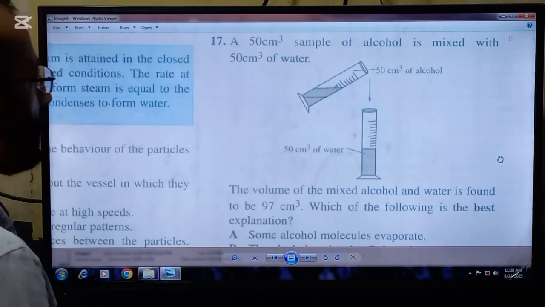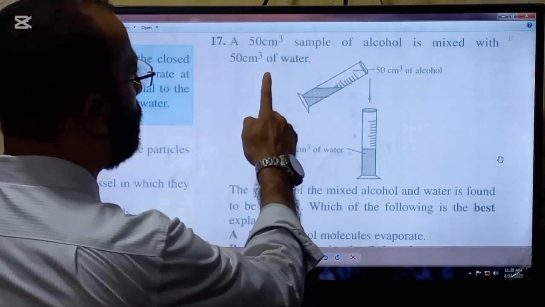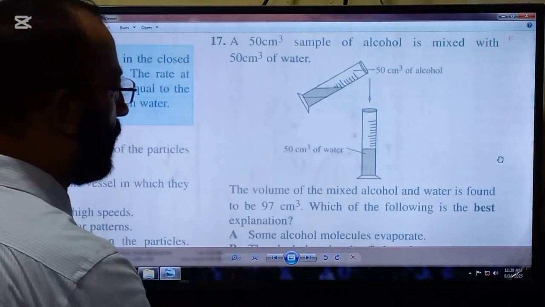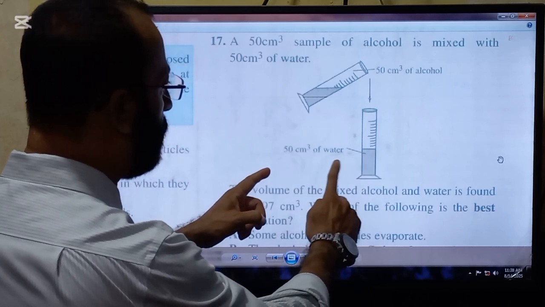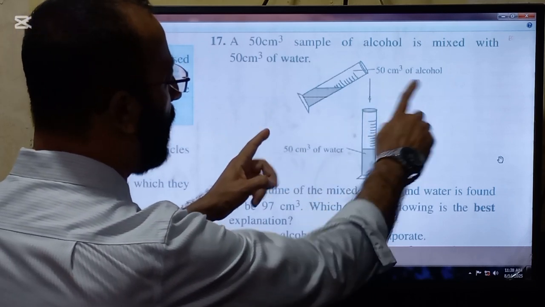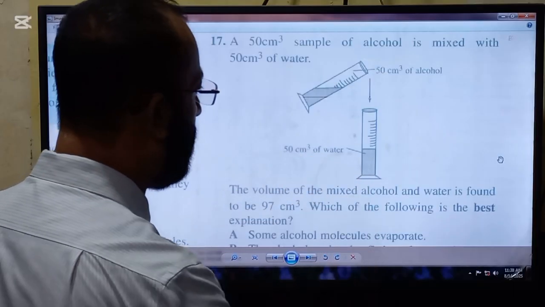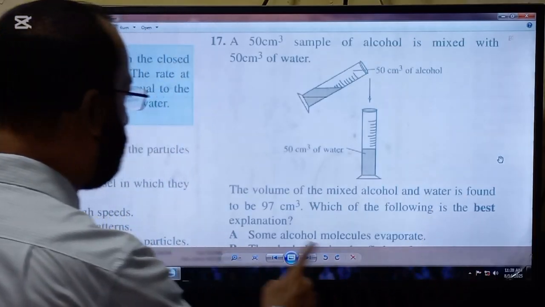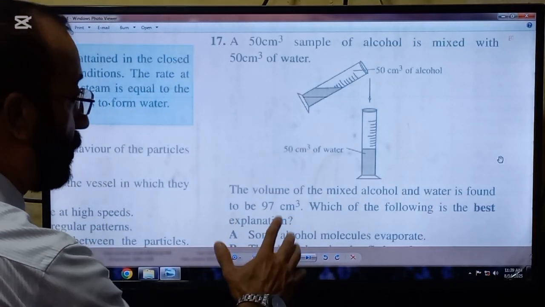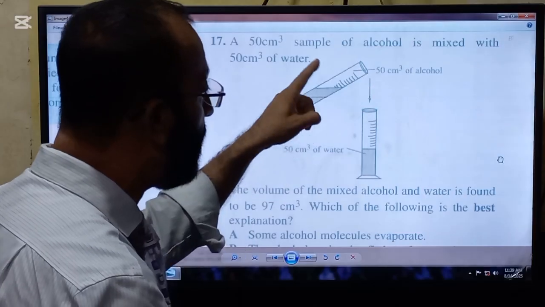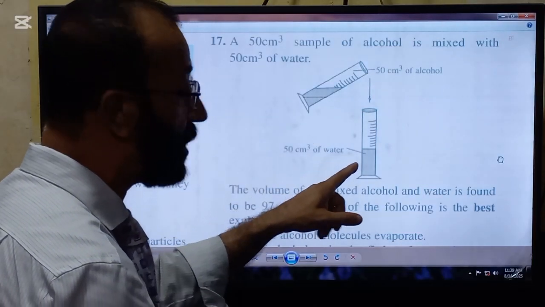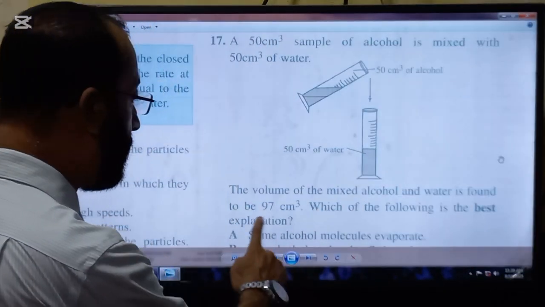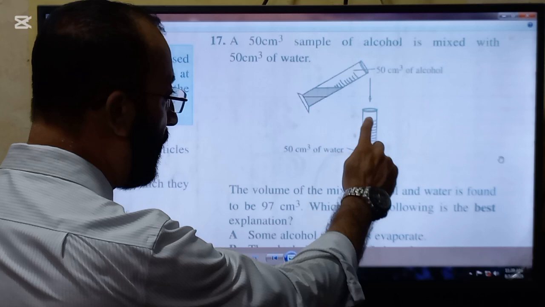Here is another question. The statement of the question is: a 50 cm³ sample of alcohol is mixed with 50 cm³ of water. You can see here 50 cm³ of water, and here 50 cm³ of alcohol is being poured into the water. The volume of the mixed alcohol and water is found to be 97 cm³. Apparently it should be 100 cm³, but actually it is 97 cm³ when we measured it from the beaker.